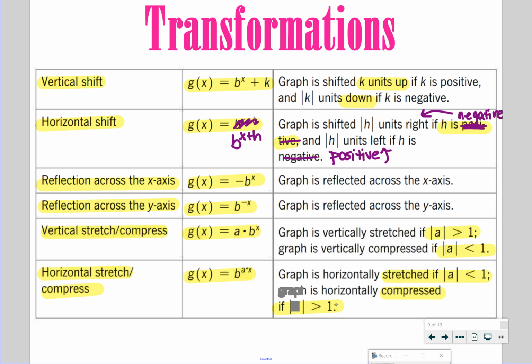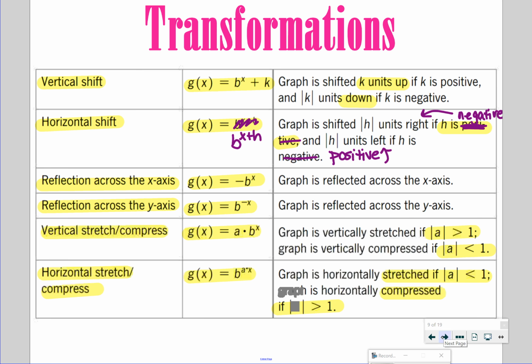You just want to remember that anything inside the function is going to affect it by either a reflection over the y-axis or some type of horizontal movement, either a horizontal stretch or shrink or a horizontal shift. And those you'll see inside the function, it'll actually be in the exponent. So that's what we're looking for. If something is not in the exponent, if it's out front of our b to the x, or if it's a number added or subtracted on at the end, those are going to be our vertical movements, a vertical stretch or compression or a vertical shift up or down.